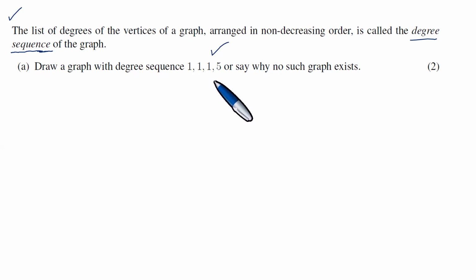Let's look at this one. Draw a graph with the degree sequence. They can give us a degree sequence. What is the degree sequence? It is the list of the degrees of the vertices of a graph arranged in non-decreasing order. So we've just found a new definition there. Let's draw such a graph. This is a very interesting question. Does this one even exist, such a graph?